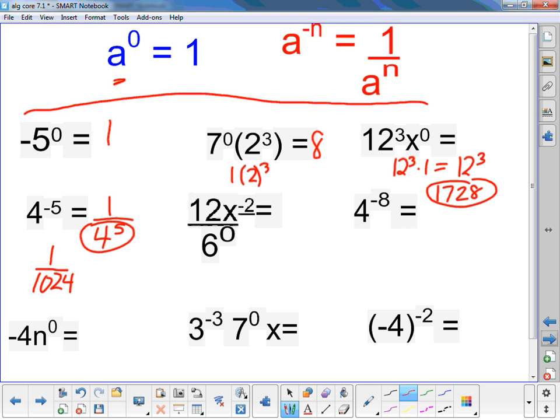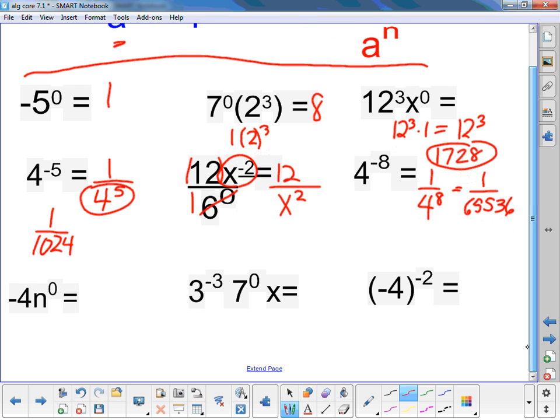Let's see, 12x to the negative 2 over 6 to the 0. 6 to the 0 reduces to be 1. 12x to the negative 2. Remember, this is 12 not raised to an exponent, so that's just going to be 12. And this x to the negative 2 right here, I have to move it and lose the negative. So I moved it and lost the negative. This one, 4 to the negative 8th, move it, lose the negative. And 4 to the 8th is 65,536.